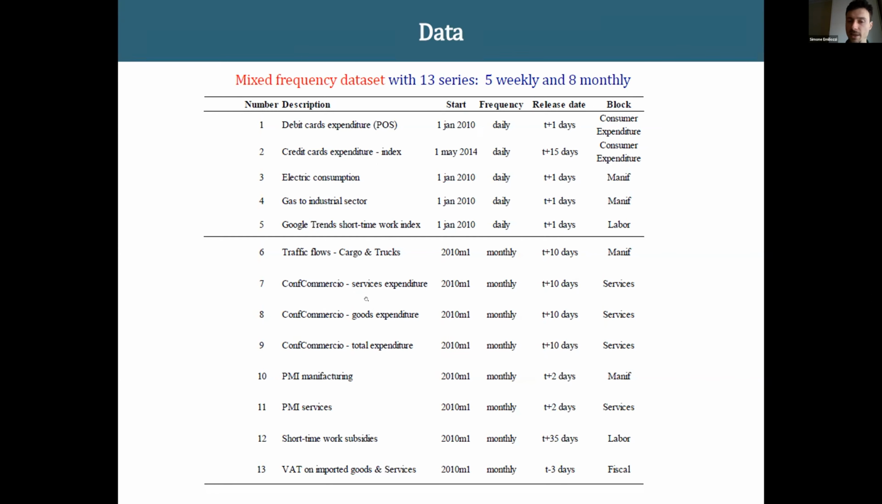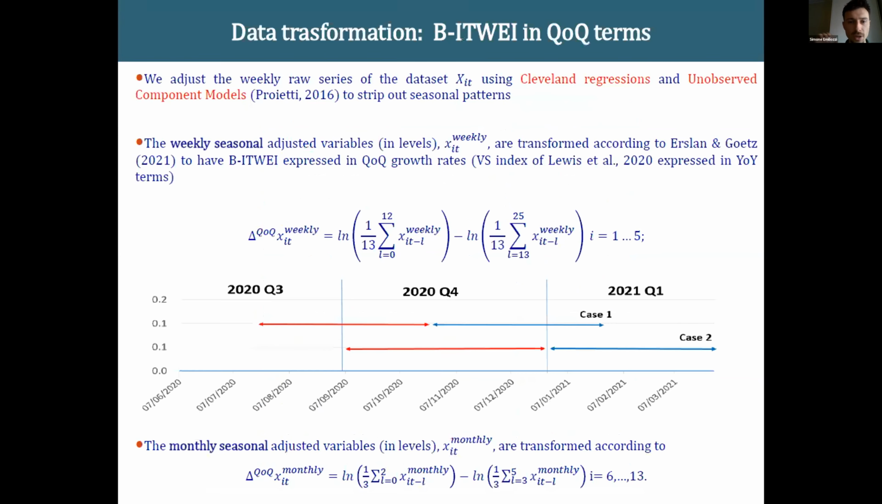As you can see, the monthly variables are in the everyday Nowcaster toolbox, like traffic flows, some index of consumer expenditure, purchasing manager indexes of manufacturing and services, and then the actual subsidies to workers in Italy. So, given the information set, what do we do with this series?